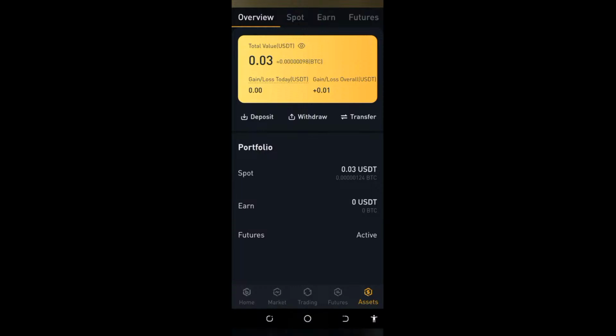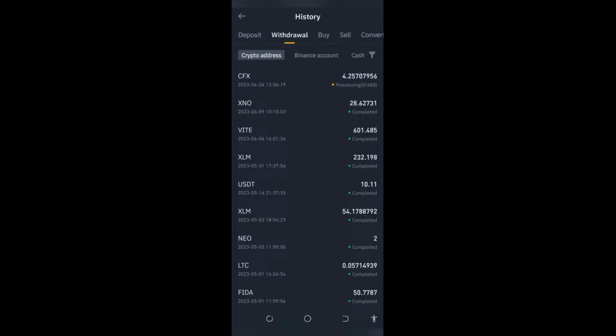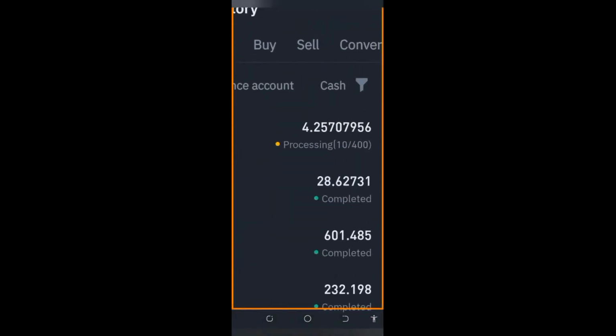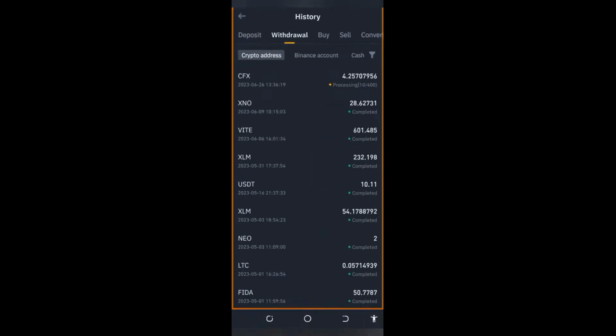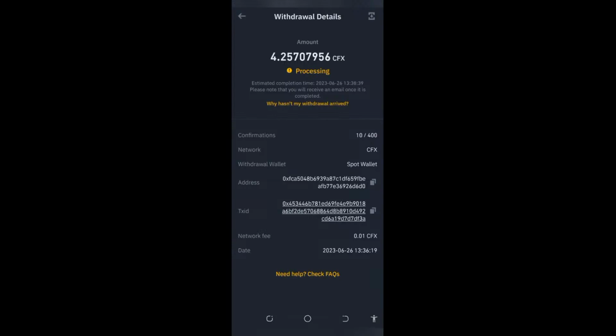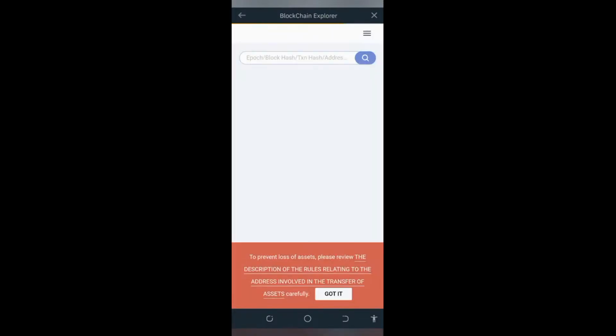Let's keep our fingers crossed. Currently, it's still looking like it's processing, okay? So we're still seeing the processing going on. We've gotten 10 out of 400 confirmations. Interesting. I don't know how long this is going to take. No idea, right? Let me click on this, to see whether it will take me somewhere to see what's going on currently. Well, this is what happens when you're trying to send money through networks. It takes time. Okay, to prevent loss of assets, please. Oh, what's all this? Okay, got it.